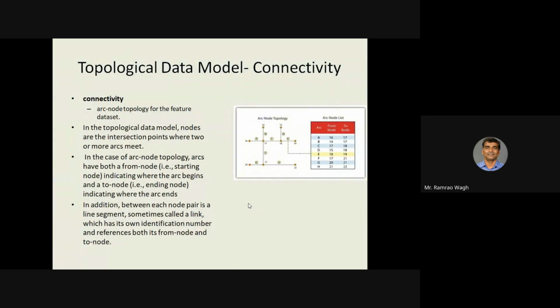There are some concepts in topology called connectivity. This is where a point becomes a node. See the arc-node diagram here; I can define the arc-node list. Arcs are the building blocks of these lines. Each arc, let's say arc A, which is defined here, has a start node and an end node, and these are mentioned here. I mention each of these, like B is 14 to 17 and so on. That is defining the connectivity. Based on that, I know that 16 is the start point for A, and 17 is the start point for B. So that is one connectivity aspect.